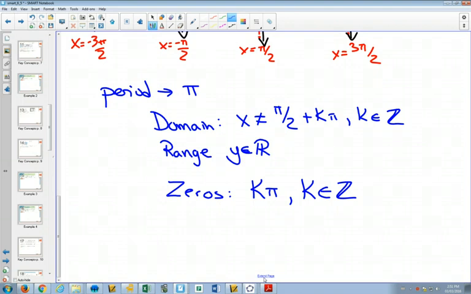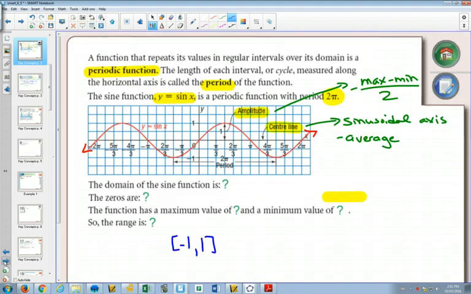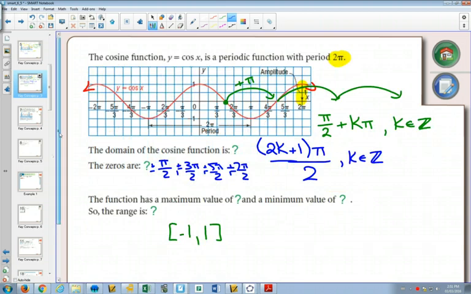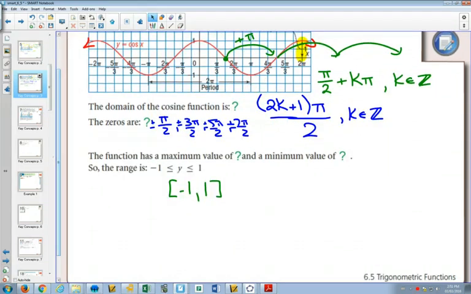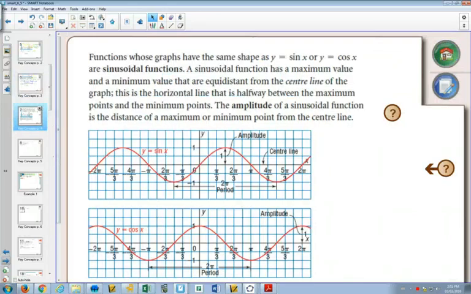So there we have a little bit of an introduction of the properties of sine and cosine and tan. Last thing that you can highlight is the definition of amplitude. Even though we've already talked about it, that's on page 515.